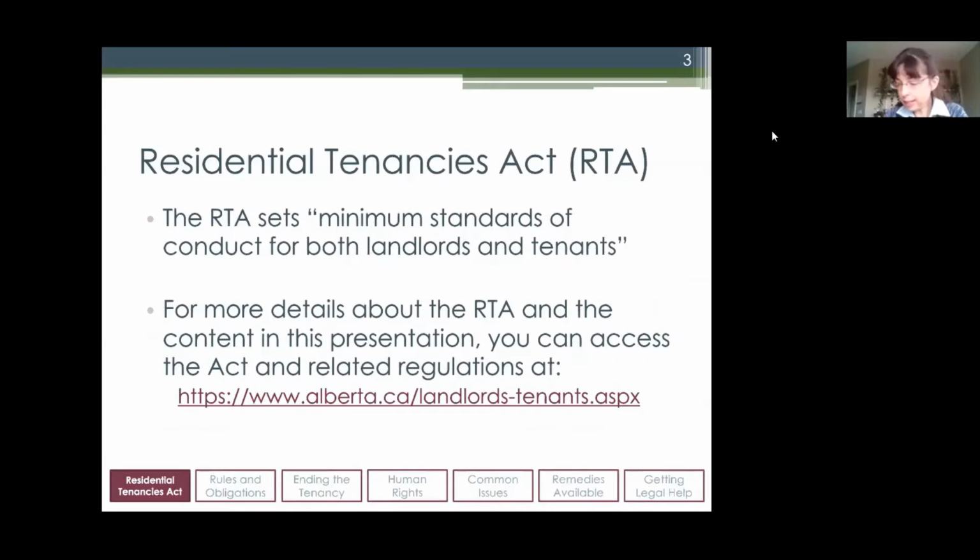So with that, we are looking at the main source of law. In Alberta, the relationships between landlords and tenants are governed by the Residential Tenancies Act. This is just the name of the law.